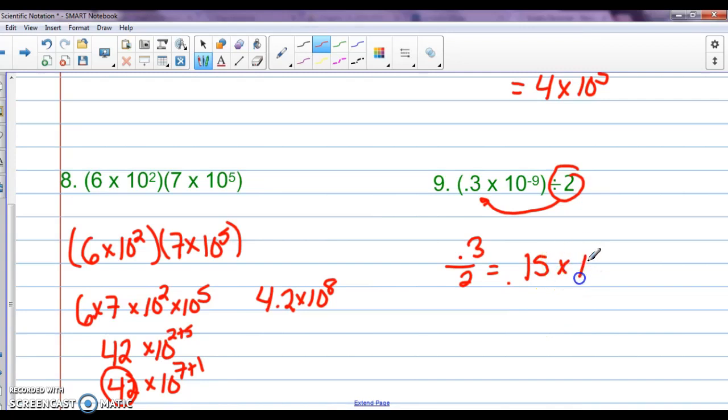0.15 times 10 to the negative 9 does not hit our limitation for a. Therefore, we need to change the exponent and also change our a. Our a actually has to be 1.5. Therefore, we need to move it over a space, so we're going to subtract 1, making it 10 to the negative 10.